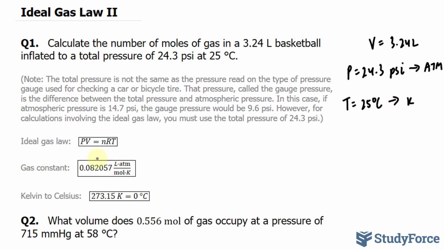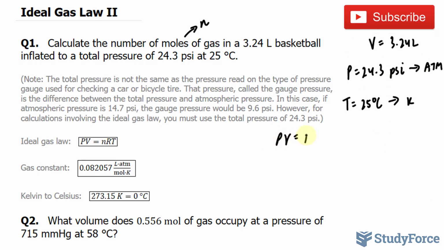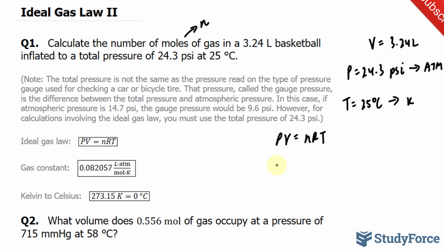Furthermore, we do know the gas constant, which is represented by the letter R in our formula PV is equal to nRT. Now what they're asking for is the number of moles, so they're asking for the letter N. N represents the number of moles. What I will do is manipulate this formula, PV is equal to nRT, where I'll divide both sides by R and T, giving me PV over RT is equal to the number of moles.